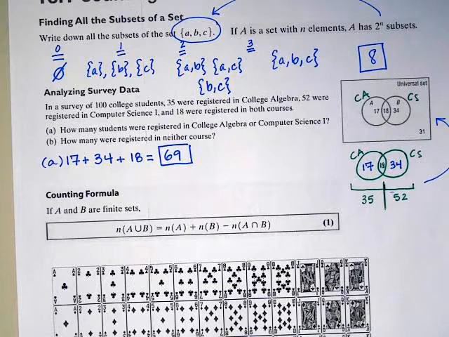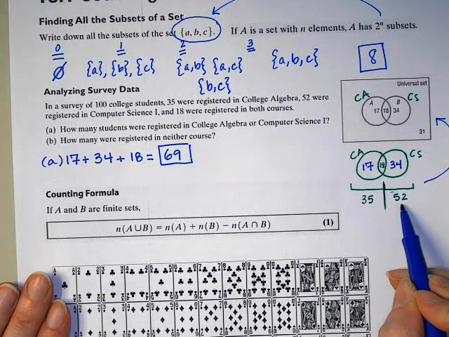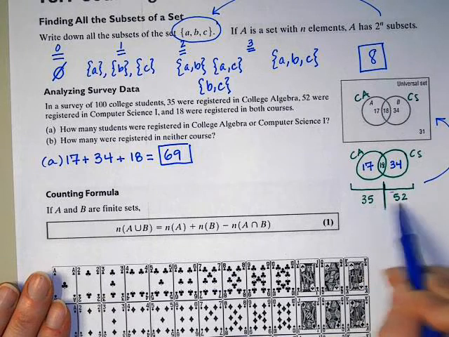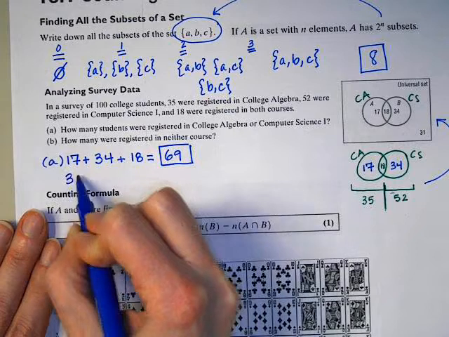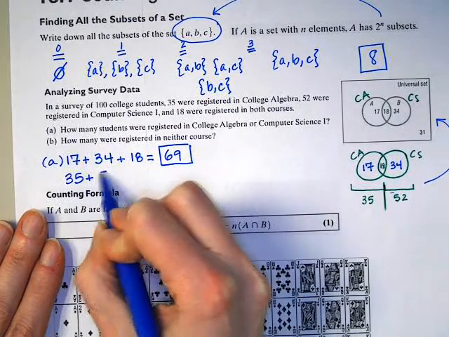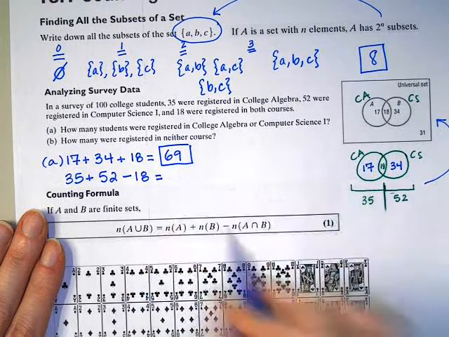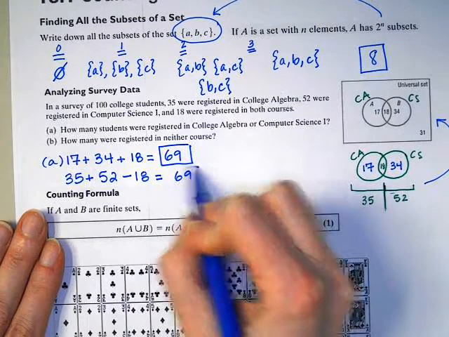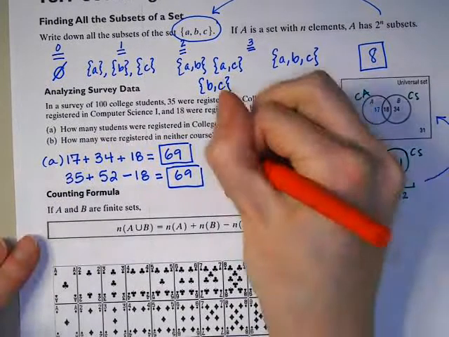Another way you could have done that is 35 plus 52, but then subtract out the double counted 18. So I'll write that down too. You could have done 35 plus 52 minus the 18. That's another way that you could have gotten 69. All right, lots of options in the probability chapter. All right, let's look at B.